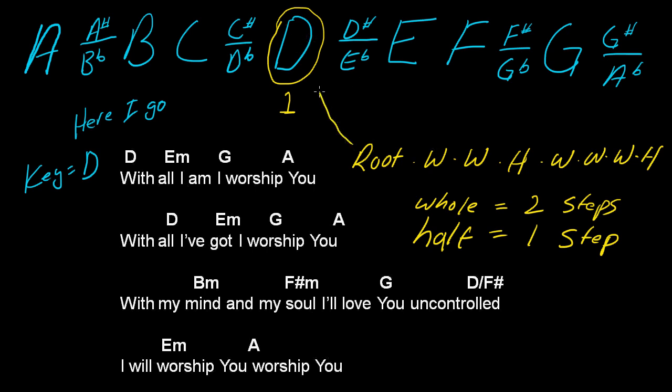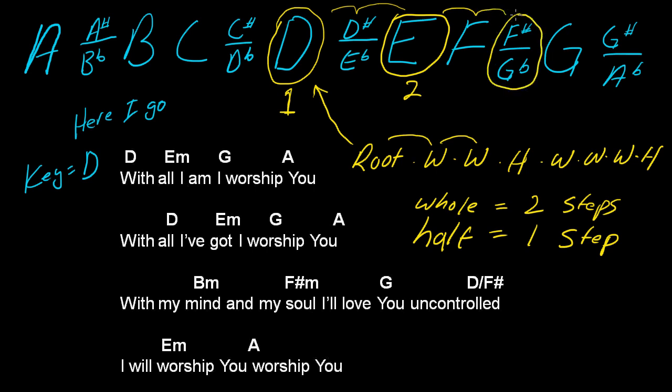So root is the circle. That's number 1. From there you go whole, which means it's 2 steps. 1, 2. So this is number 2. Then another whole. Whole is 2 steps. 1, 2. This is number 3. Then from there is half, which is 1 step. G is number 4.